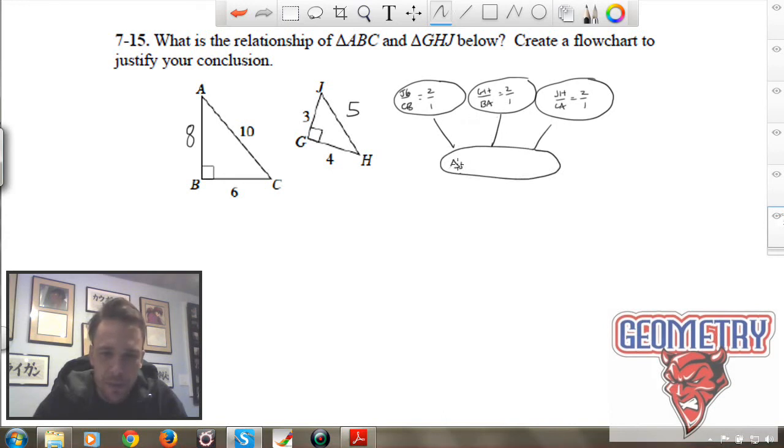So triangle JGH is similar to triangle CBA. The reason being side-side-side similarity.